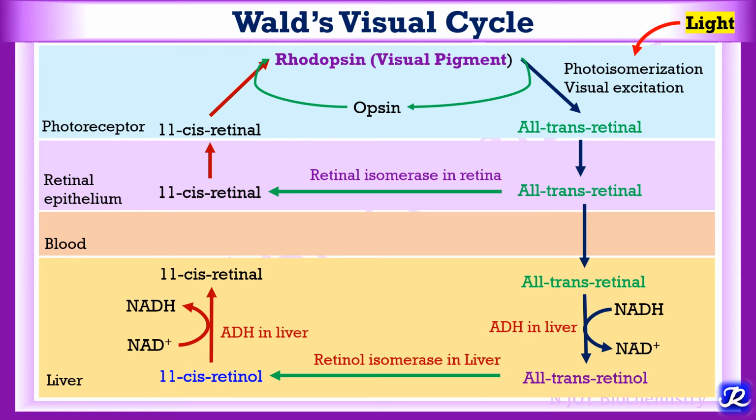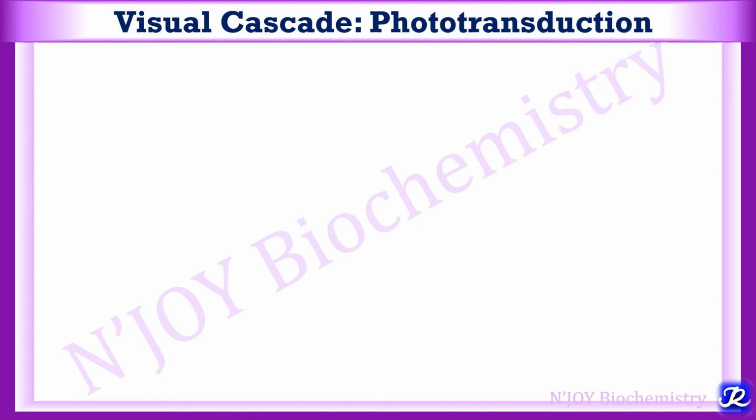And when rhodopsin is to be resynthesized in the retina, this 11-cis retinal is transported through the blood to the retina, where it combines with the opsin to form rhodopsin pigment, and it is ready for one more visual cycle on exposure to light. So this regeneration of rhodopsin for visual activity is called Wald's visual cycle or rhodopsin cycle. Now let's see how phototransduction takes place.